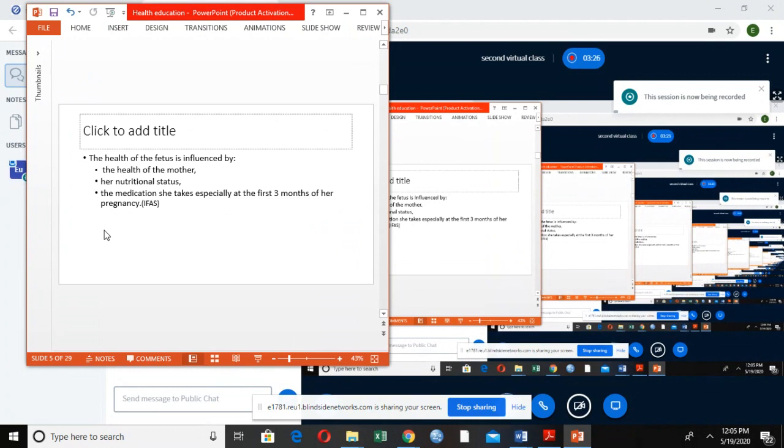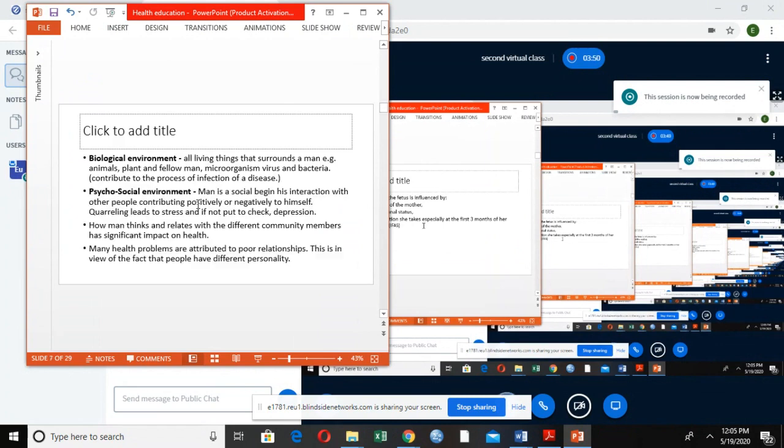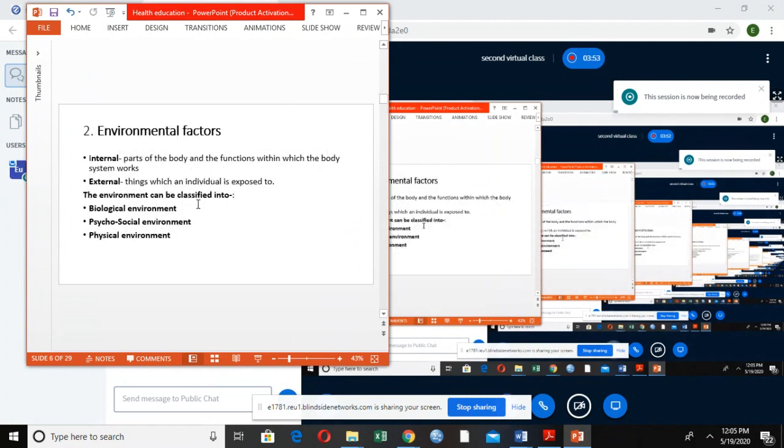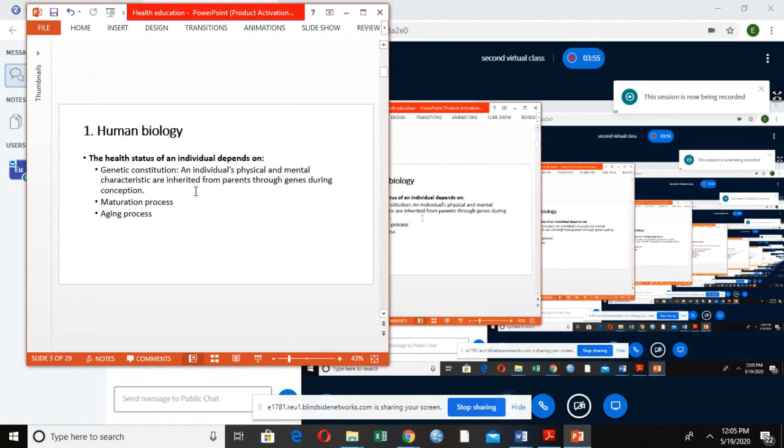How is the mother? Is the mother healthy? How is the immune status of the mother? What is the mother exposed to before the fetus is born? What is the nutritional status of the mother? The medication, is the mother taking IFAS? Is the mother taking iron and folic acid supplements when they're pregnant, especially the first 3 months? So this will determine the health status of the fetus. Then this was under human biology. So as you can see, these are things that the human being, he or she himself, herself, is exposed to.